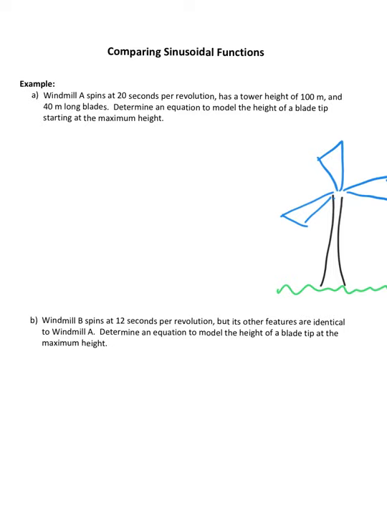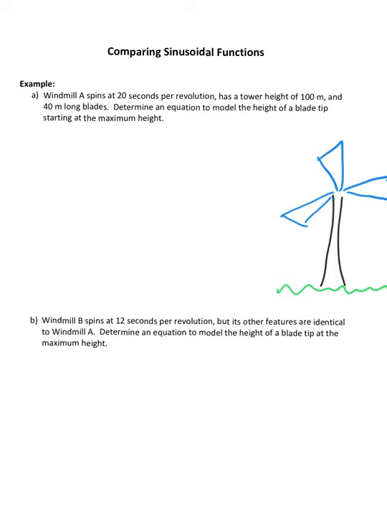Before watching this video, make sure that you do watch the video with the animation comparing the two windmills, as it really helps to visually see how the windmill features affects the sinusoidal curve. In this video, we are actually going to find the equation that models the path of the windmill, and then find another equation once we change one physical feature of the windmill.